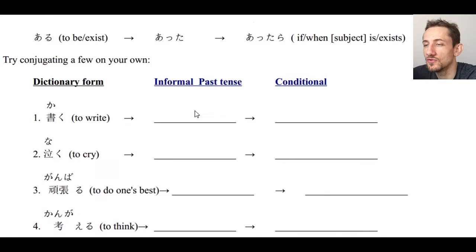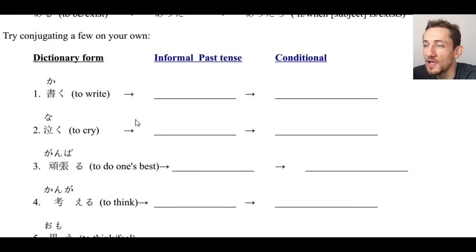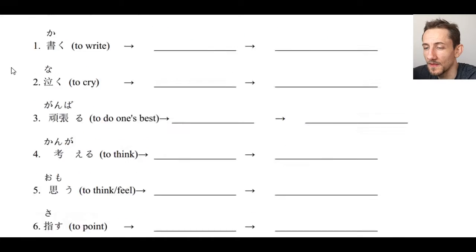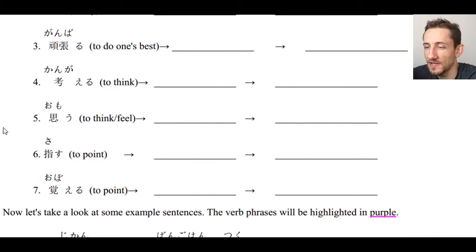So now we're just going to try conjugating some on our own. You guys know the drill. Over here we have the dictionary form. Conjugate to the informal past tense form, and then here you can conjugate to the conditional form. So remember, just conjugate to the informal past tense and then add ra to get the conditional. So pause the video here, answer these, and pause the video here and answer the last two.